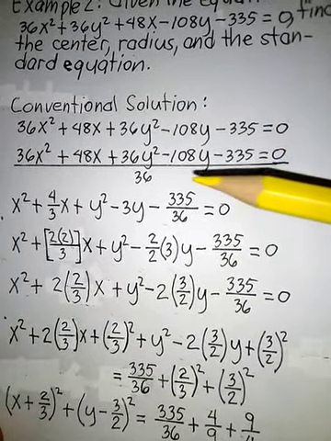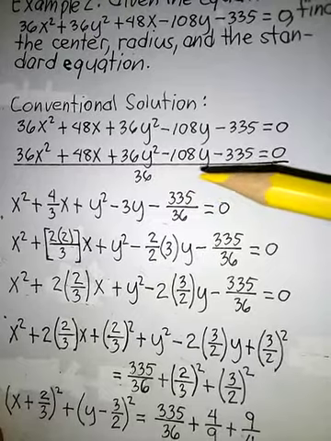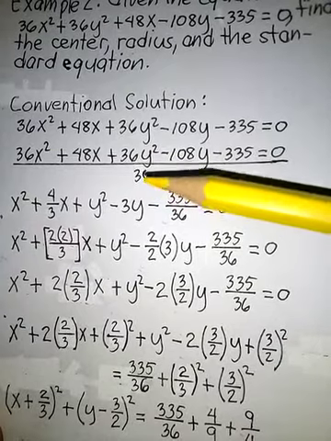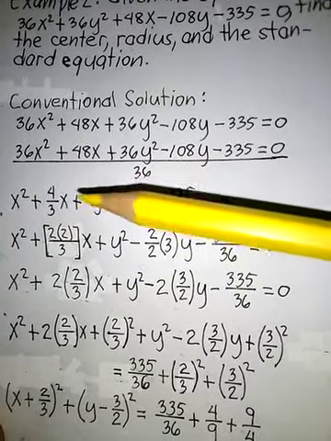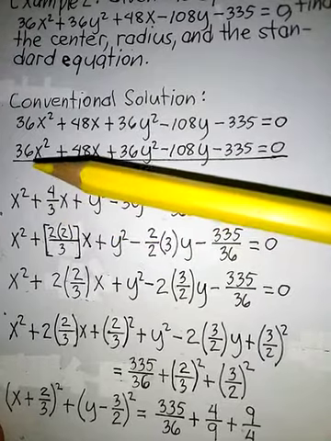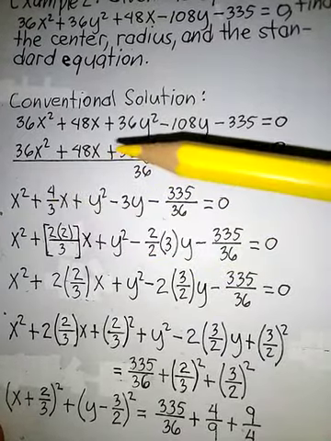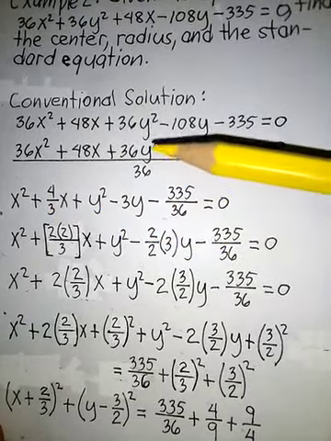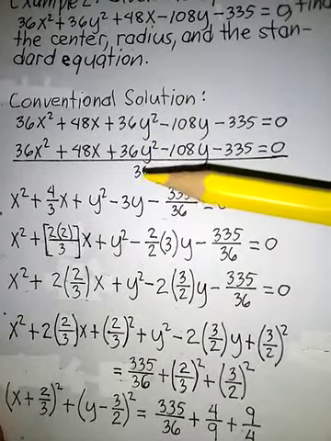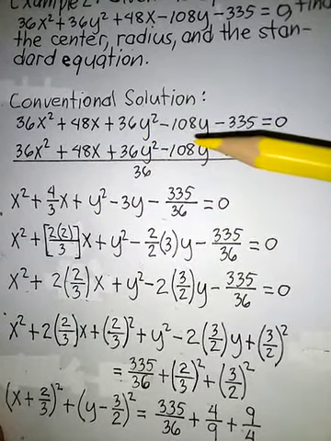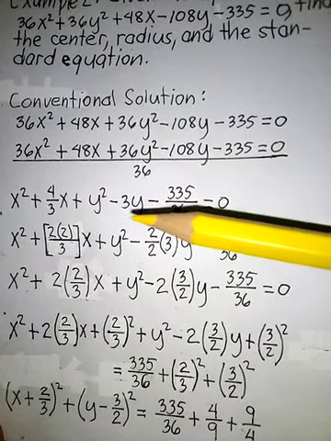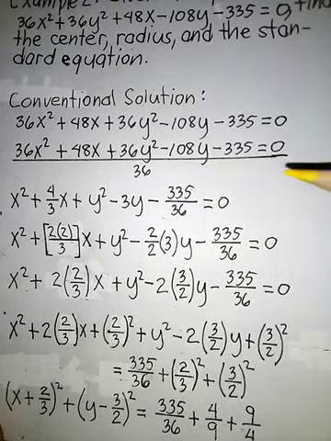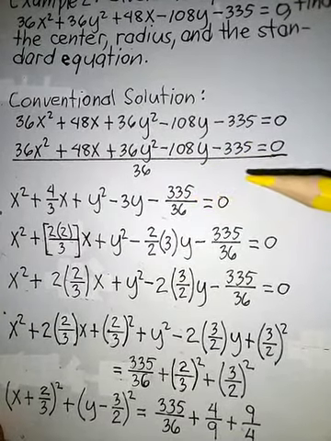And then, the next step is to divide everything by the common coefficient of x squared and y squared, which is 36. So, divide everything by 36. And we will get x squared. So, 36x squared divided by 36 is x squared. 48x divided by 36 is 4/3 x in its simplest form. And then, 36y squared divided by 36 is y squared. Minus 108y divided by 36 is negative 3y. And then negative 335 over 36 is equal to 0.